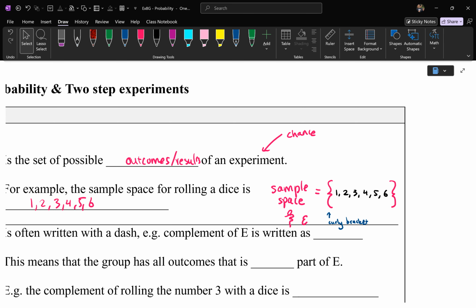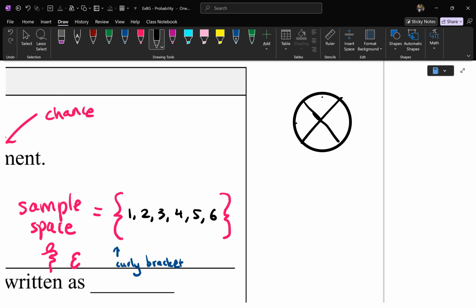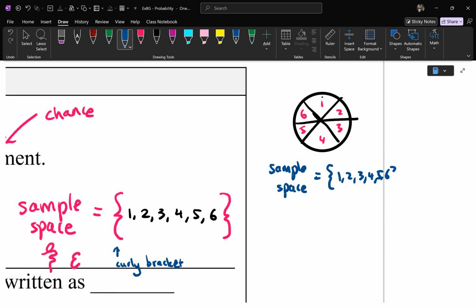Let's do another example. What if I had a spinner and it was broken up into 6 sections: 1, 2, 3, 4, 5, 6. What's my sample space? Yeah, very good. I was trying to trick you with a spinner, same idea. If I spun this wheel and I asked, what are the possible numbers that can come up on this wheel? Well, my sample space, again curly brackets, 1, 2, 3, 4, 5, and 6.